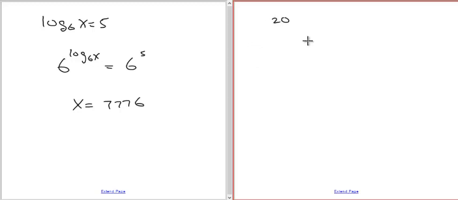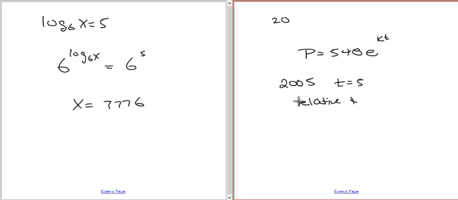The next one. So you've got the population is 548,000 e to the kt. So it says the population in thousands. So it's 548,000, but I don't put in the thousand. I just put it as 548 in thousands. And that's why if you look at 2005, which is t equals 5 years relative to year 2000. So 2000 is t equals 0. So it's t equals 5.